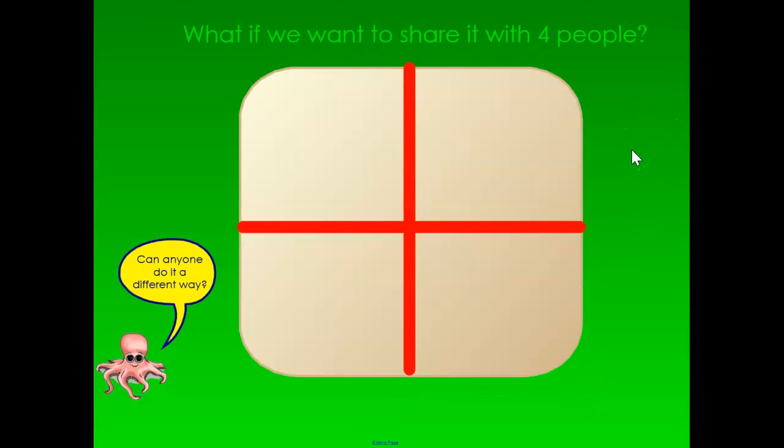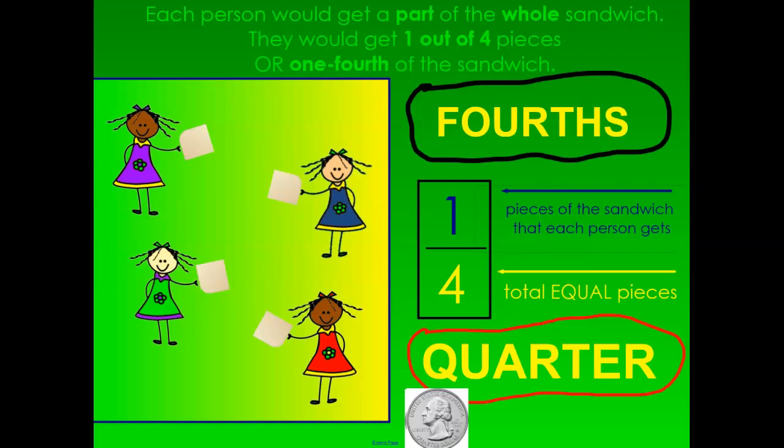Remember, we said that if we divided it up to 4 people, this is one way we can make 4 equal shares. But we don't say 4 halves because this is in 4 pieces. We use another word. Do you remember what that is? It's fourths. Last time we talked about fourths. So if each person has 1 piece, then each person has 1 out of 4 total pieces. Another way to talk about this is a quarter.